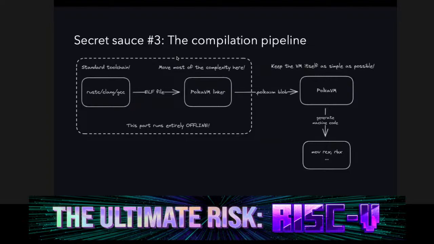We also do some other minor optimizations like extra inlining, constant propagation, dead code elimination, etc. So the general idea is to move as much complexity as we can into this linker and keep the VM as simple as possible. So the linker runs offline and generates a program blob, which the VM can then load and generate native code. And this works quite well.